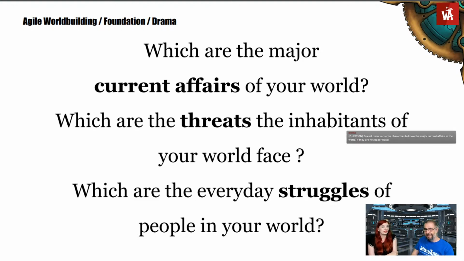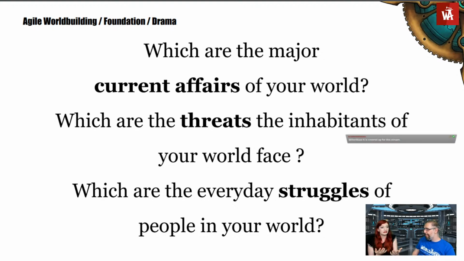The threats the inhabitants of your world face. Again, right now we're in a global pandemic. That's a great example. But there may also be geographical instability. There may be earthquakes, natural disasters. There may be magical instability, invading forces, war. These are all threats that your inhabitants will face. Indeed. And finally, what are the everyday struggles?